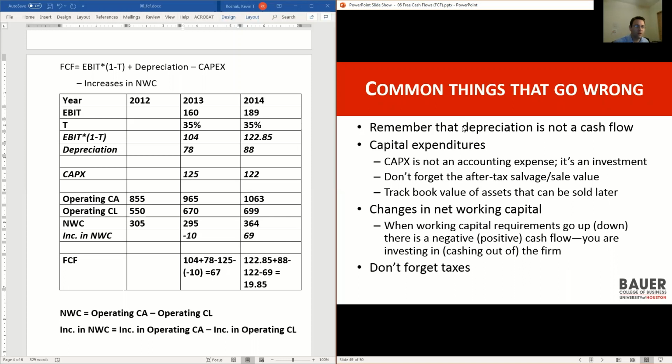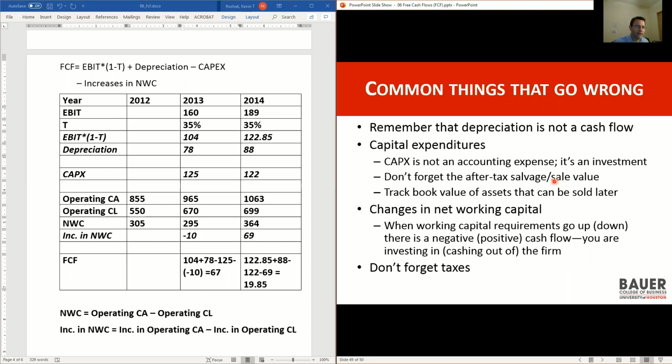There's a few things that have gone wrong. We've reiterated them. We'll do that one more time here. Depreciation is not a cash flow. It's an expense, but it's not a cash flow. As an expense, it has implications for the cash flows because of taxes, but it's not a cash flow by itself. Remember that capital expenditures are not part of your income. So it doesn't show up in your expenses at all. It's an investment. So we have to treat it separately. We can't just use our income.